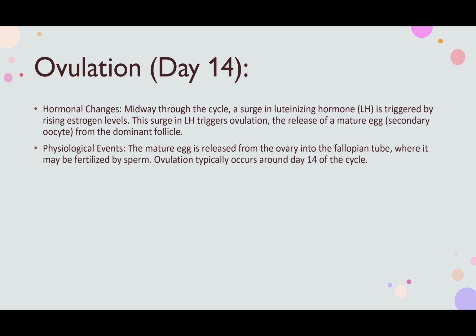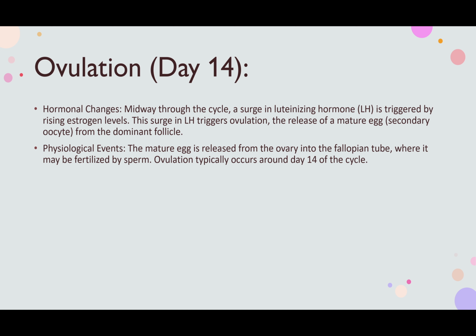Ovulation at day 14. Hormonal changes now. Midway through the cycle, a surge of luteinizing hormone is triggered by the rising estrogen levels. This surge in luteinizing hormone triggers ovulation, the release of a mature secondary oocyte from the dominant follicle, or what we call the Graafian follicle.